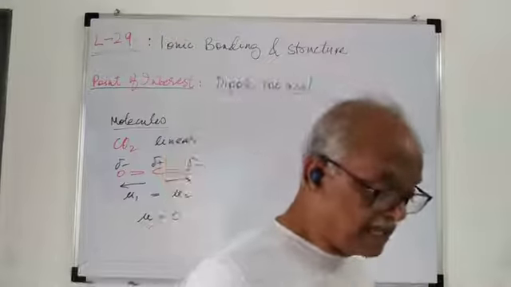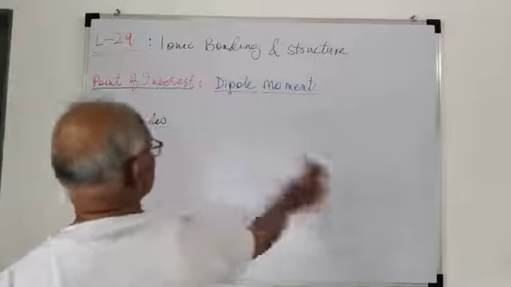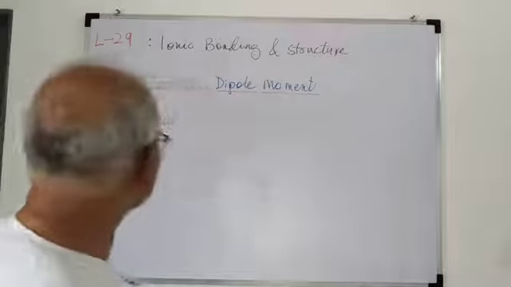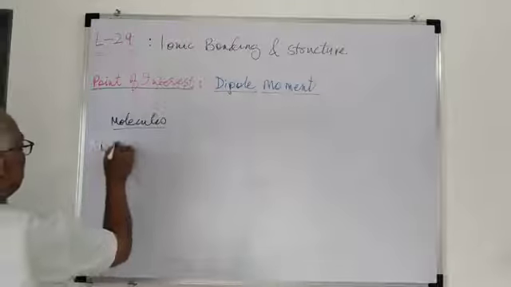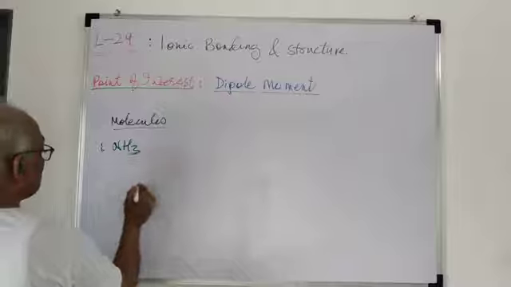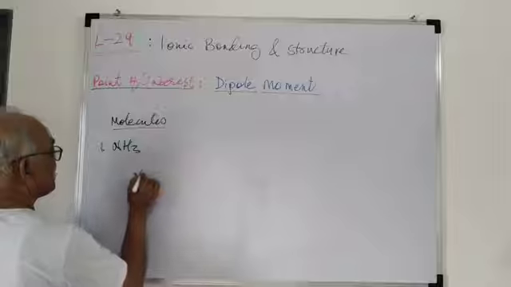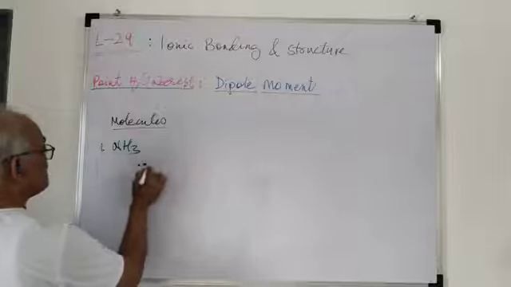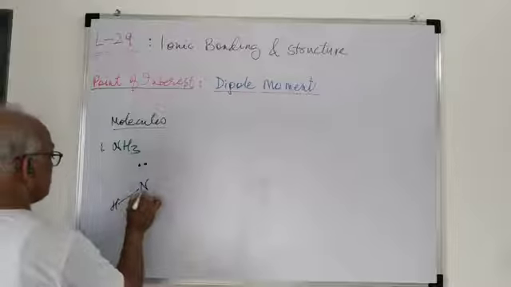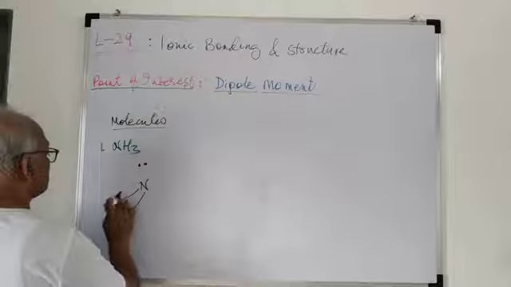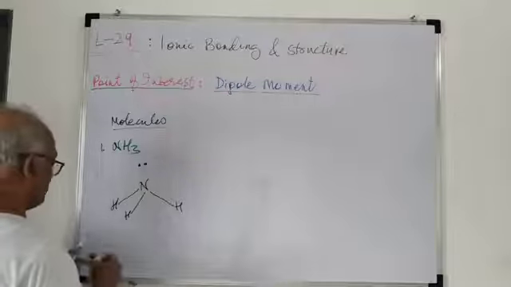So we can find other examples of different molecules. First, we consider the NH3 molecule. In this molecule, the structure is tetrahedral. This is a lone pair, and these are N-H bond pairs. The tetrahedral structure is shown in this way.